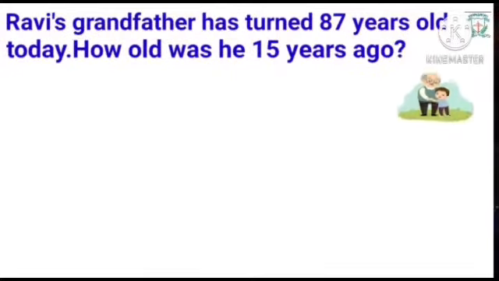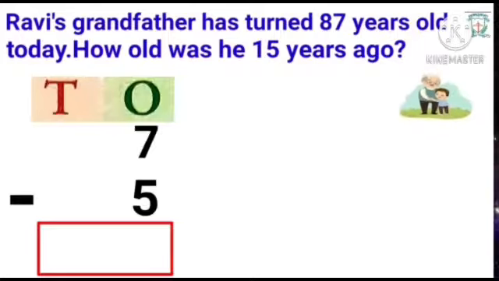Children, 15 years back, Ravi's grandfather was less than 87 years old. Less means subtraction. Here, we should subtract the smaller number from the bigger number. So, we shall subtract 15 from 87.